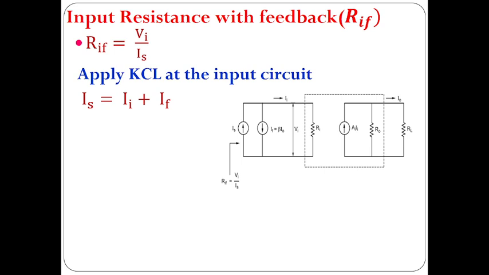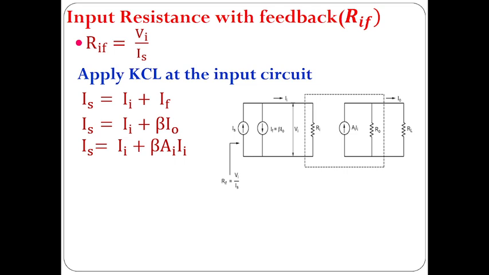So I can rewrite this as IS is equal to II plus beta I naught. Now focus on your output circuit. How to write I naught in terms of the current gain without feedback? So I naught can be written as AIII. So I have written AIII.